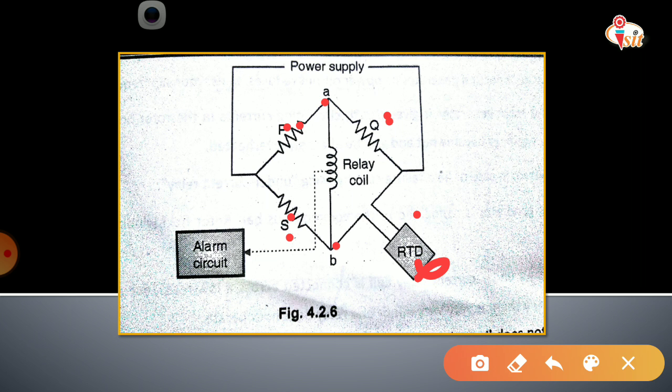Now suppose when overheating occurs, the RTD resistance changes causing the imbalance and some potential difference is created across A and B, and the relay coil is thus energized and the relay operates the alarm circuit.